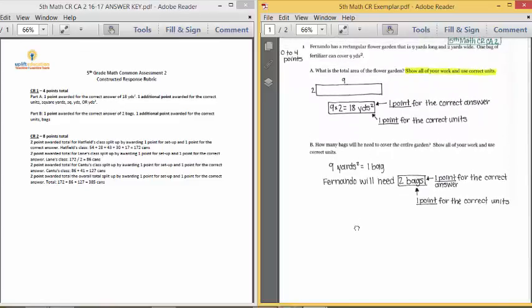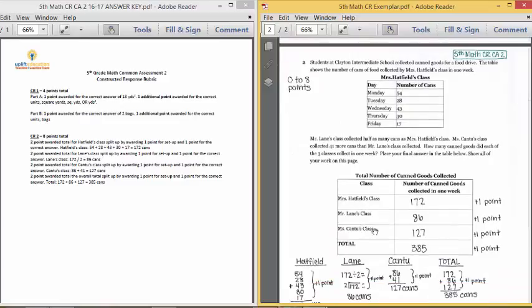It asks how many bags would he need to cover the entire garden. So we already know based on the scenario up here that 1 bag would cover 9 yards. So scholars will need to show that Fernando will need 2 bags because 9 plus 9 is 18 yards, which is the area of the garden. Scholars should be awarded 1 point for the correct answer of 2 bags, and then again 1 point for the correct units, which is in bags.